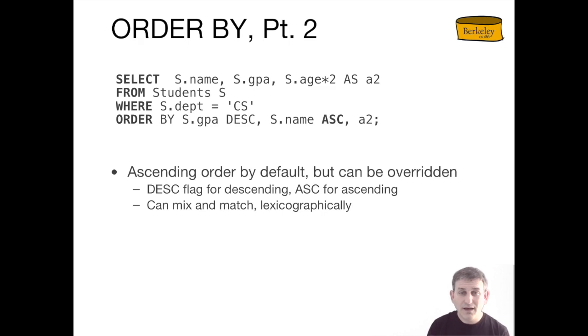All right. Another detail with ordering is that you can order ascending or descending. So in your order by clause, after every column, you can say DESC for descending or ASC for ascending. If you don't say either, the default is ASC, ascending, okay? But if you want, you can always say ASC, and it's optional as well. And you can mix and match these lexicographically. So in this example, we're going to order by descending GPA. When we get a tie on GPA, we will sort the ties based on ascending name, and then ascending A2 as well, because ASC is the default for A2.